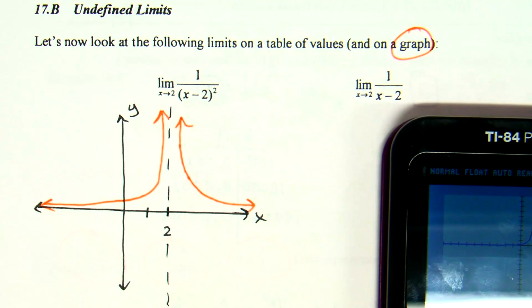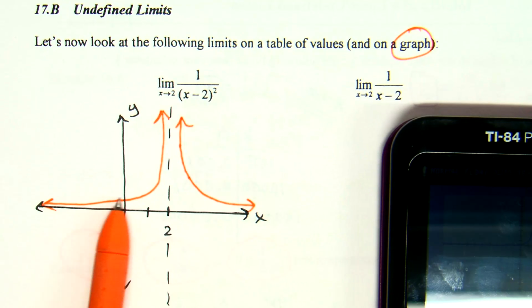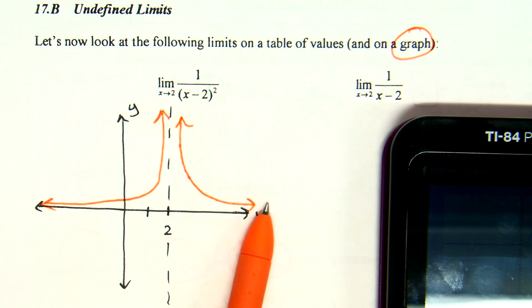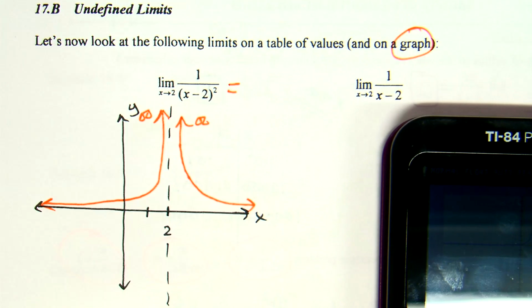So as I trace my graph and get closer to 2, what is this side doing? It's going up. What y value is it approaching? If it's going up, it's approaching infinity. Now, what about from the right? As I approach 2 from the right, it's also going up to infinity. Since both sides are approaching infinity, we can say that the limit is infinity.